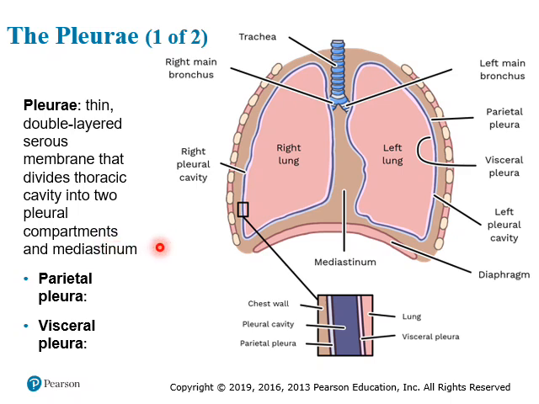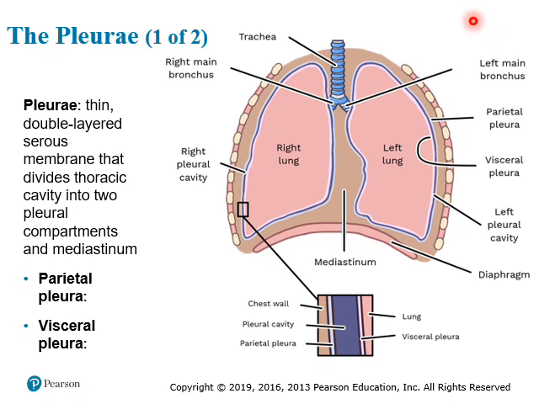The pleura, the pleurae, or the membrane. This is actually a thin, double-layered serous membrane that divides the thoracic cavity into two pleural compartments, where the right and the left lungs would be housed, and a third compartment, which is the mediastinum, where the heart will actually be sitting. The pleura is a double layered serous membrane. Okay, I mentioned that already to you.